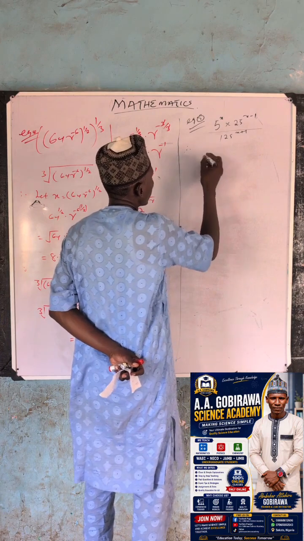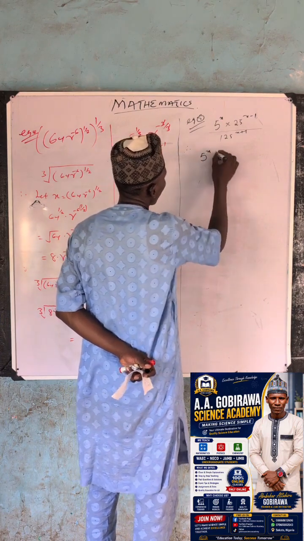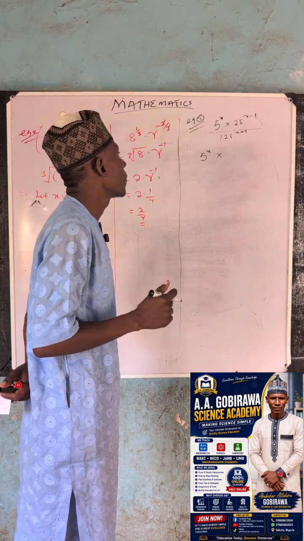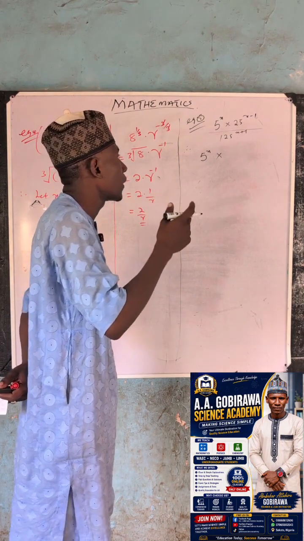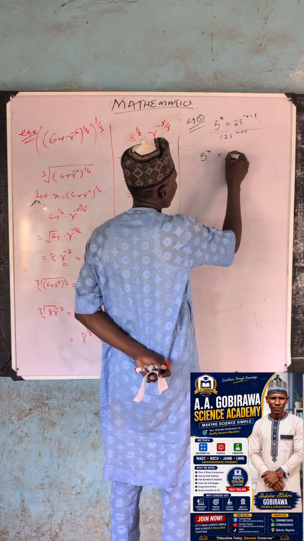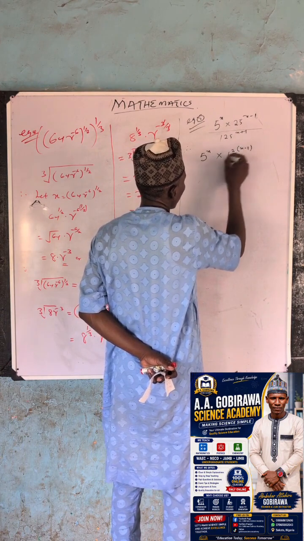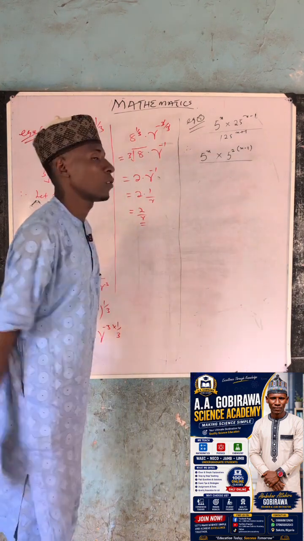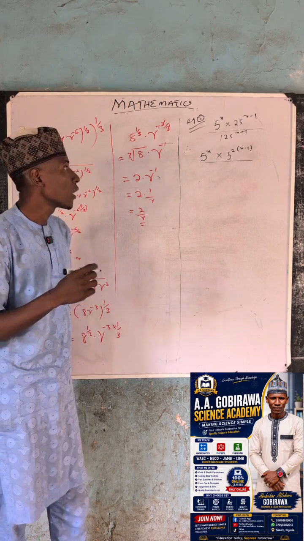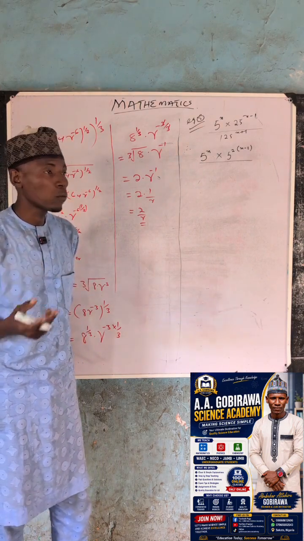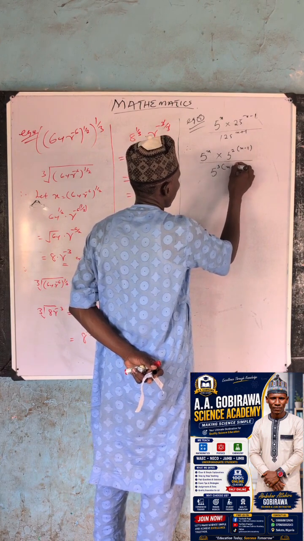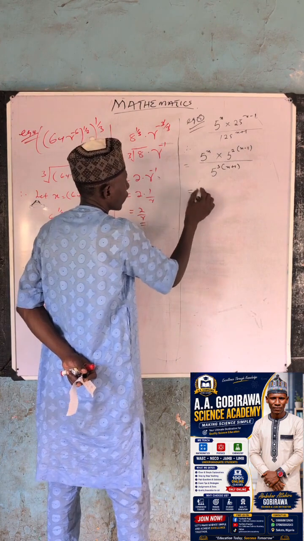So we have 5 power x multiplied by 25. We look for the number which, when raised to a power, gives us 25. We can say 5 times 5 gives 25, so we have 5 power 2 into x minus 1, all over 125. For 125, we know 5 times 5 is 25, times 5 is 125, so we can say 5 power 3 into x plus 1. Then let us simplify.